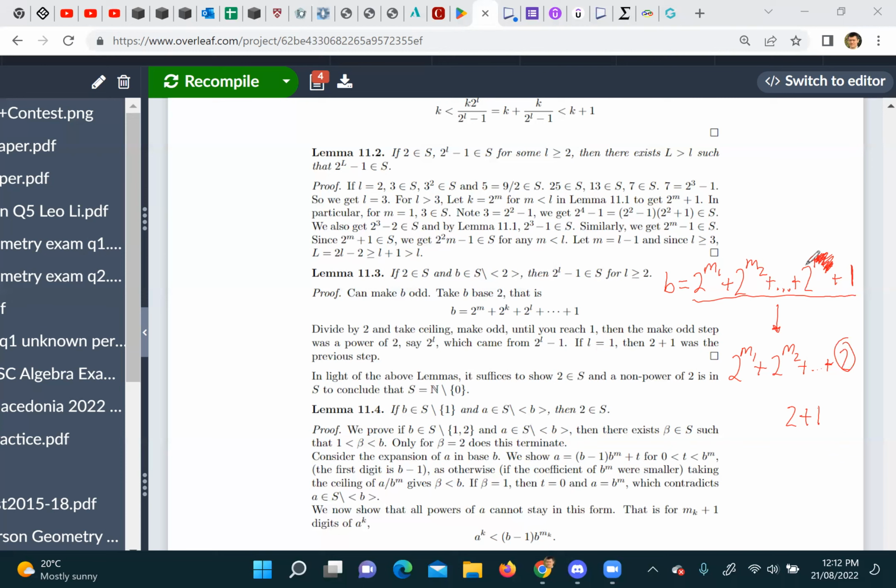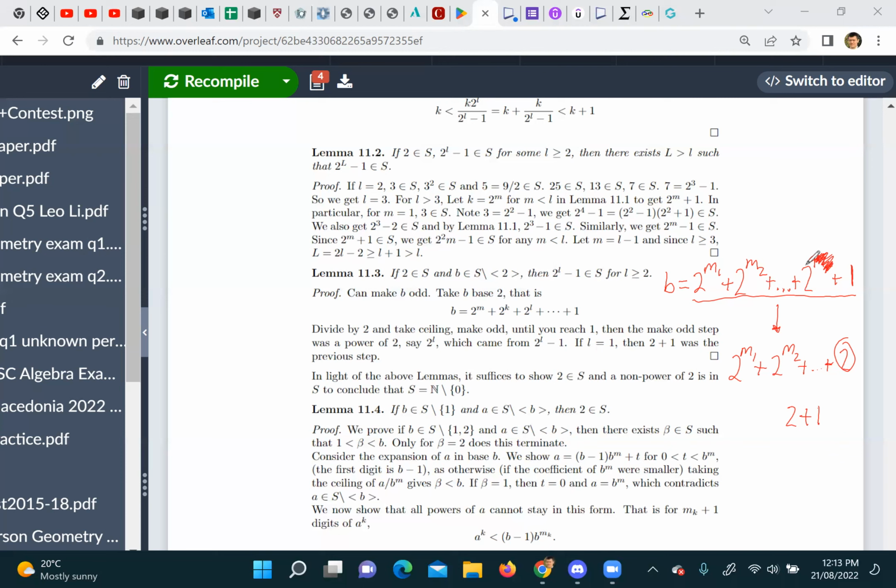Wait, so you're trying to show that 3... what are you even trying to show? So that's 2 to the... minus 1 is this. Wait, so if you show 3, are you done? I think you can show that 3 exists like that. So basically, does this show 3 exists? I think so. I think it does.